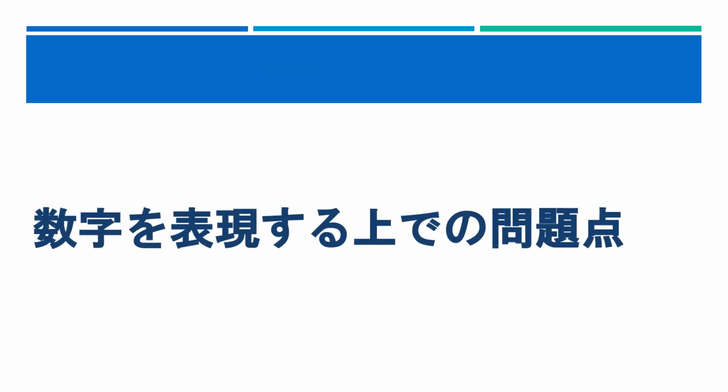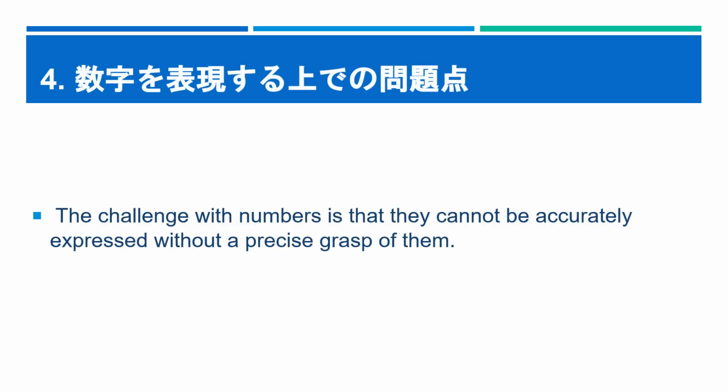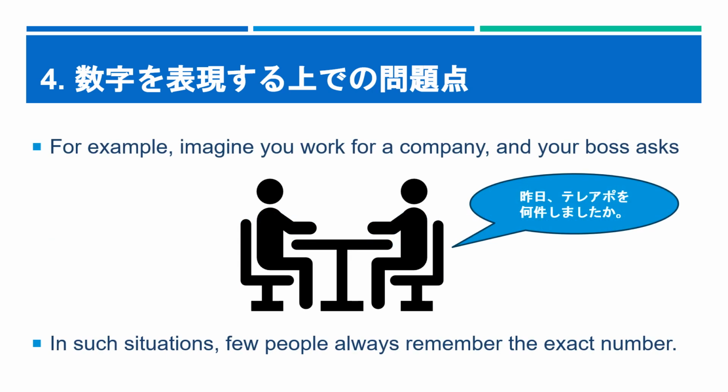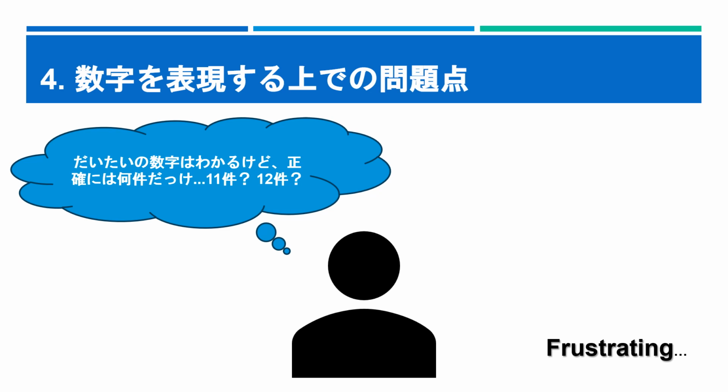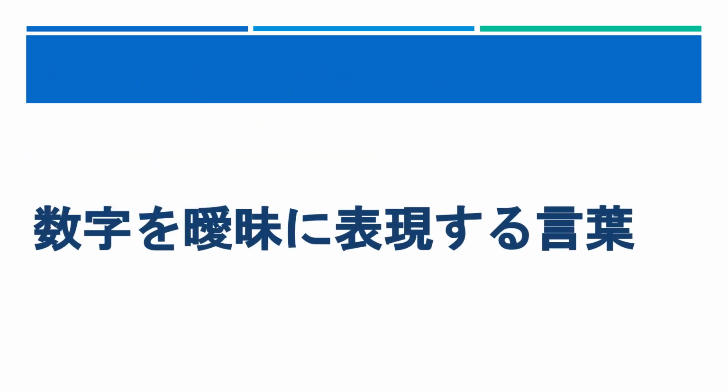However, there are some problems when it comes to expressing numbers. The challenge with numbers is that they cannot be accurately expressed without a precise grasp of them. For example, imagine you work for a company and your boss asked, 昨日テレアポを何件しましたか? In such situations, few people always remember the exact numbers. 大体の数字はわかるけど、正確には何件だっけ? 11件? 12件? Such moments can be frustrating. At such times, it's useful to express numbers ambiguously.